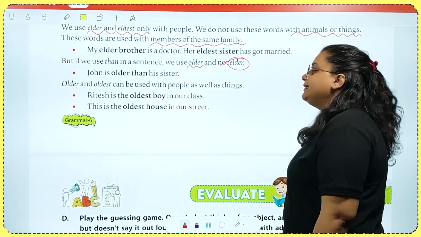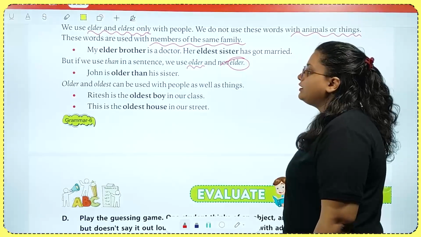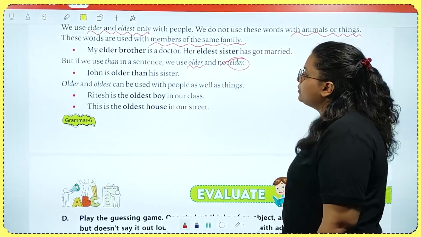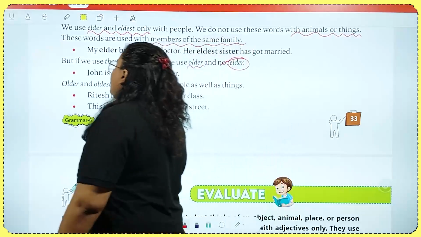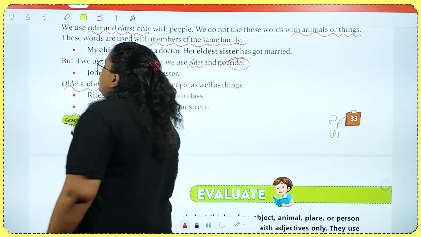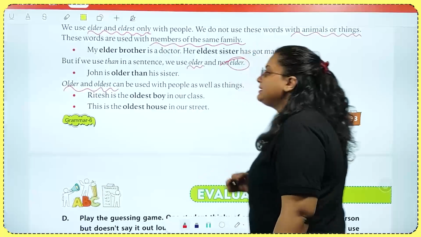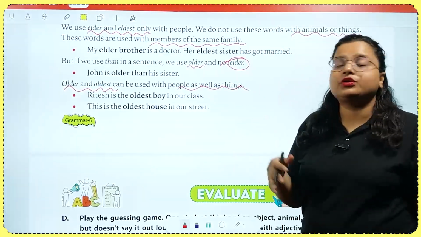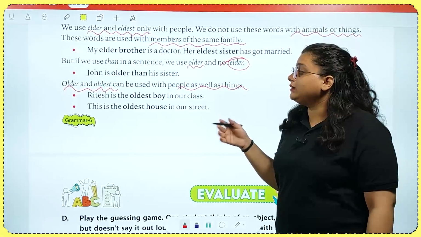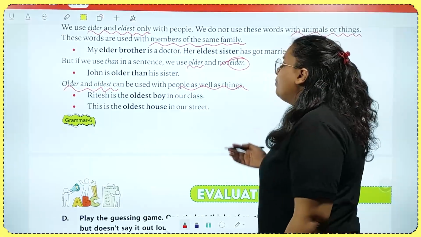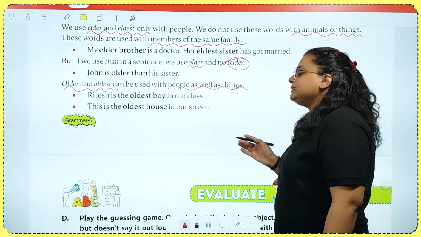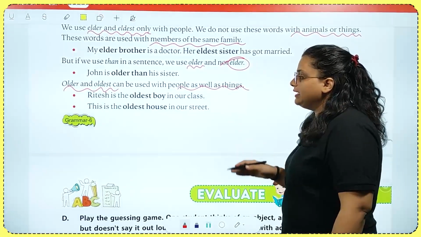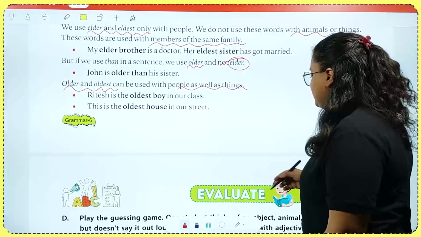John is older than his sister. Older and oldest can be used with people as well as things. These words are not restricted to the family. We can say the oldest book. Ritesh is the oldest boy in our class. This is the oldest house in our street. Okay, these are the words.